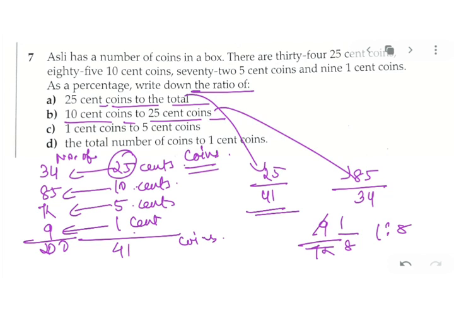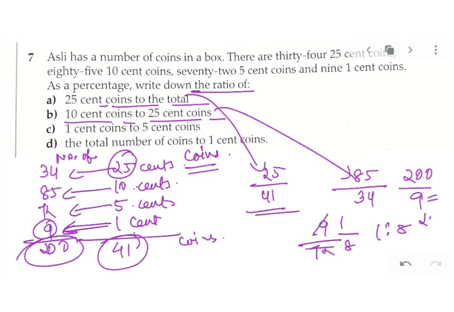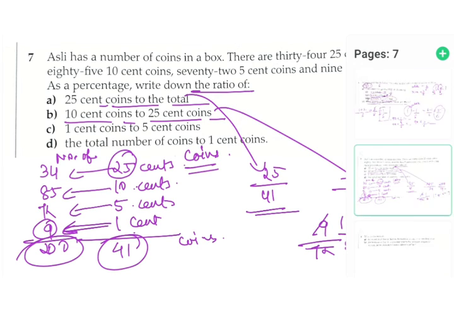Next is total number of coins to 1-cent coins. Total number of coins is 200 to 1-cent coins. 1-cent coins are 9. So 200 upon 9. And I'll keep it as it is. I'll write it 200:9. Clear?